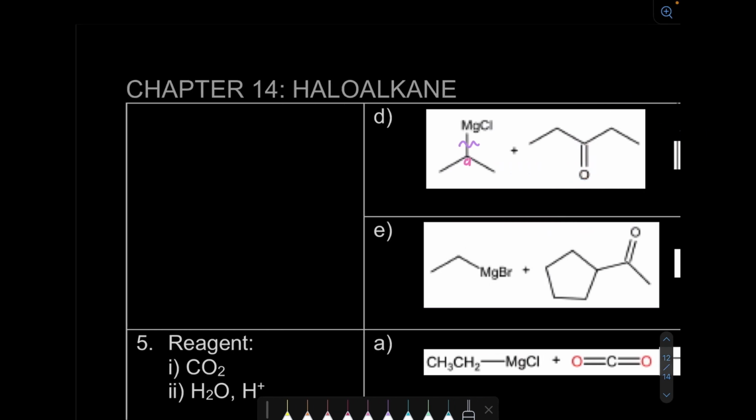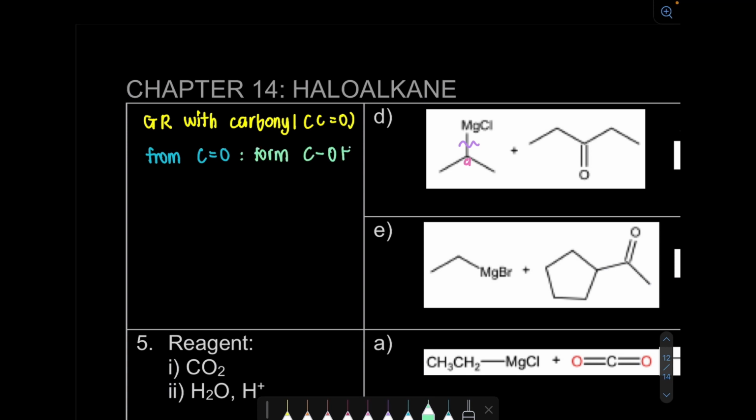Okay, so how we're gonna write it down? Okay, I'm just gonna write it down kat tepi ni. Okay, so when our Grignard reagent react with carbonyl, so yang ni number 2 until 4 kita lah. Okay, so what would happen is that C double bond O ni, okay, originally kita akan from our C double bond O, what would happen? Kita akan form COH bond, and then we're going to form carbon bond from our Grignard reagent.